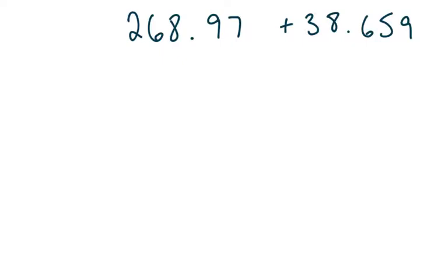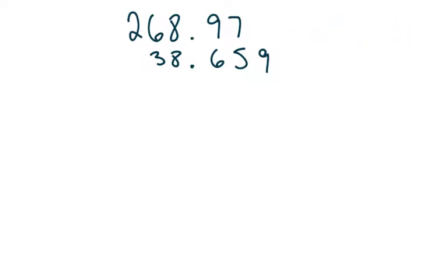So we're going to write by lining up the decimals. So we'll keep this in the first place, and then we'll move this 38 over. So 38 is here. The tens place is lined up with the tens place. 1 is lined up with the ones place. And then we have a 0.659. So now that I've rewritten it, I'm going to go ahead and move this away.